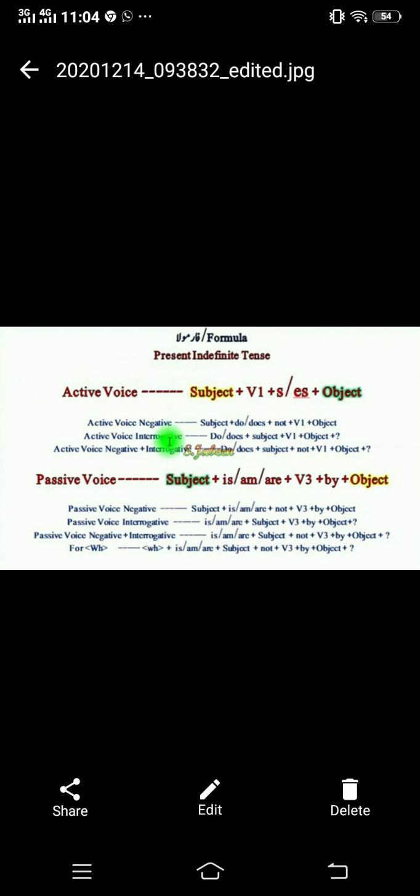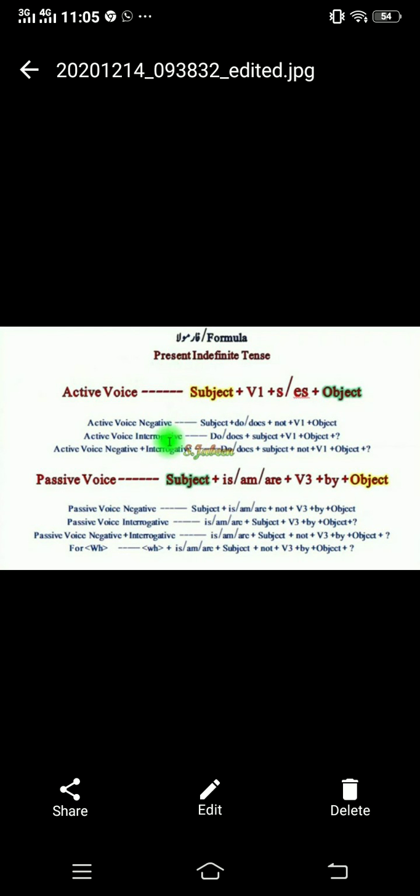Present indefinite formulas: affirmative, negative, interrogative, then negative interrogative. And in passive voice: affirmative or positive, negative, interrogative, and those related to the WH family. In active voice: subject, first form of verb with s or es, plus object. In negative sentences: subject, do or does, not, first form of verb, then object. In interrogative sentences: do or does, subject, first form of verb, object, then question mark. In negative interrogative sentences: do or does, subject, not, first form of verb, object, and question mark.